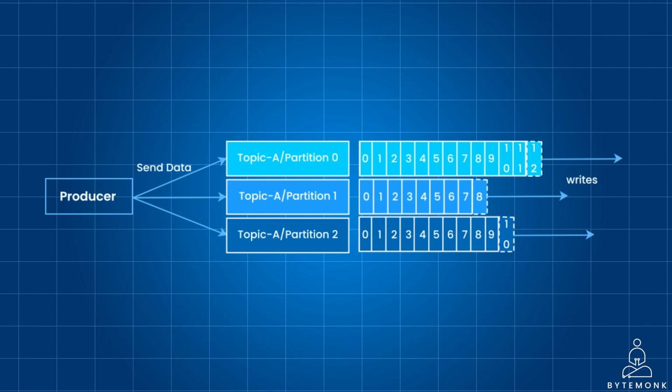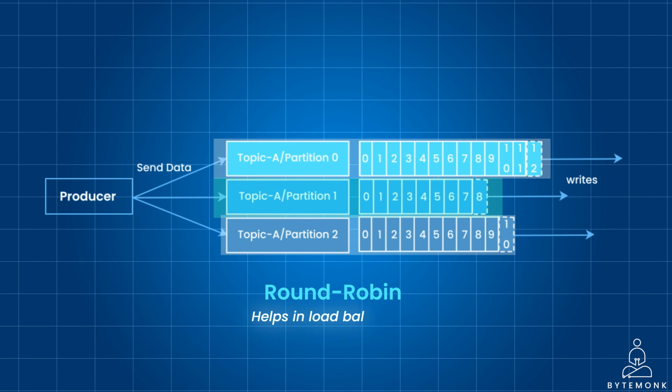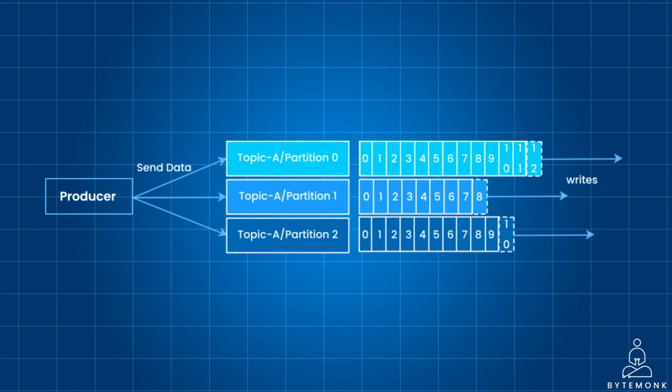If there is no key, the message gets sent out round robin style between partitions. This helps in load balancing the workload across your Kafka cluster, so no single partition gets overwhelmed. For example, when you're posting in your social media app, let's say a user posts a hilarious meme. Here is what the producer might do.